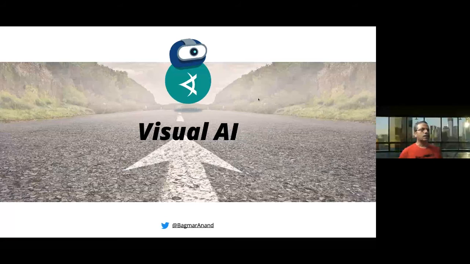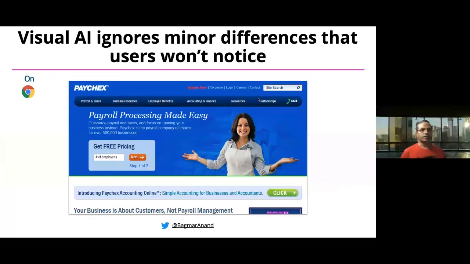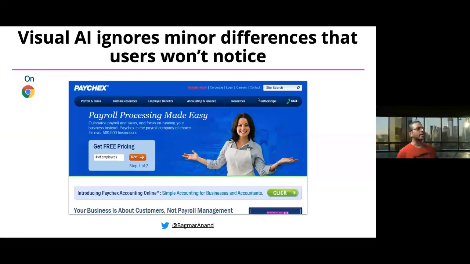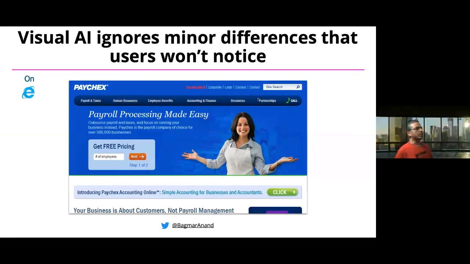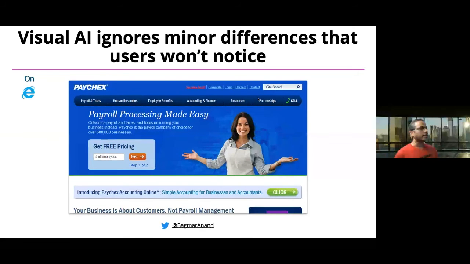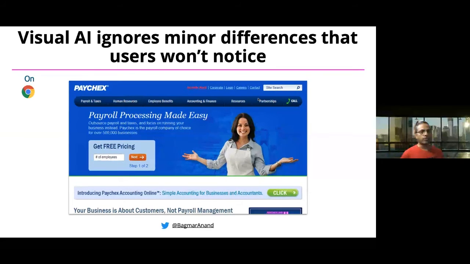So visual AI ignores the differences that users don't really care about. If I flip between these two screens, one rendered on Chrome, the other on Edge, how many differences can you find over there? Clearly, there are a lot of differences that are visible to the eye immediately, right? The "payroll processing made easy" and the content after that is rendered completely differently. And there's some text overlapping or word wrapping also not happening correctly. The screen also seems to be moving enough for the eye to capture that.